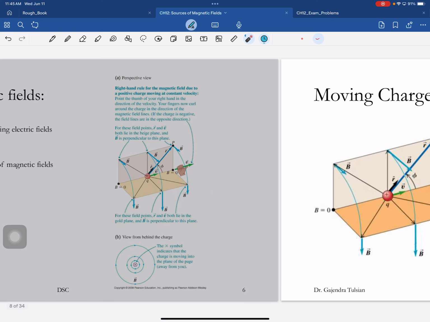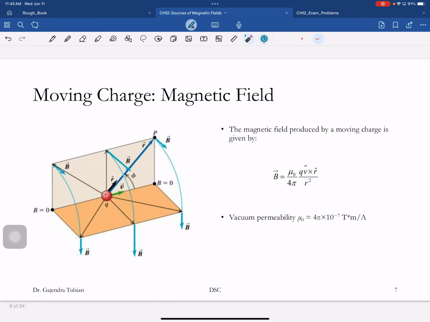All right, so here is the basic formula. The field produced by this moving charge at that point, so there is the magnetic field vector, is given by this expression. Mu naught is the vacuum permeability, and that's its value, 4 pi times 10 to the minus 7 Tesla meter per amp.